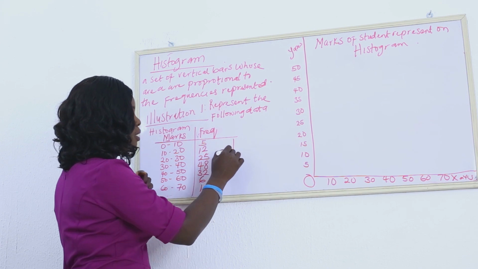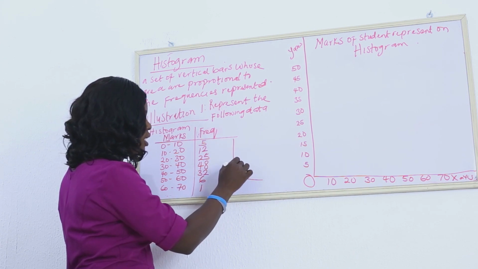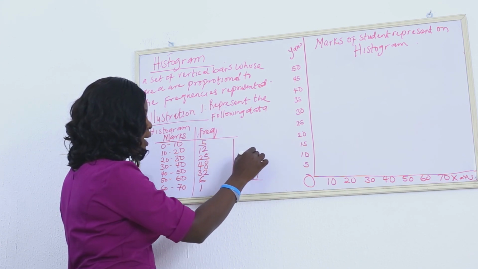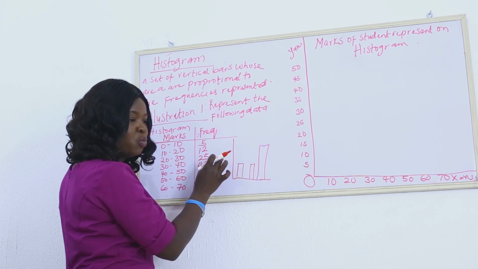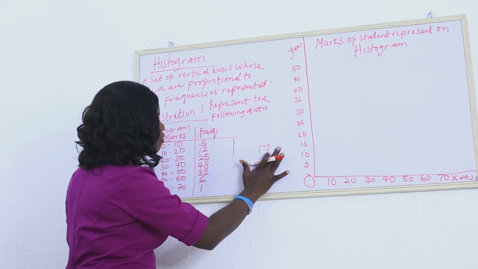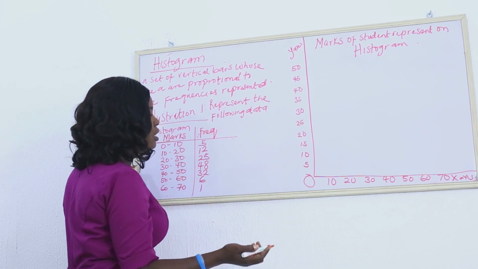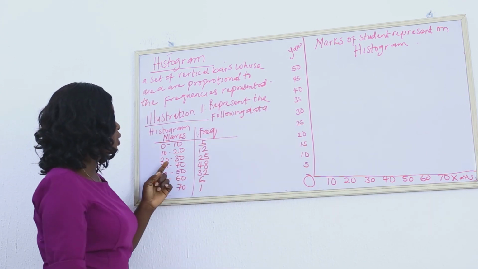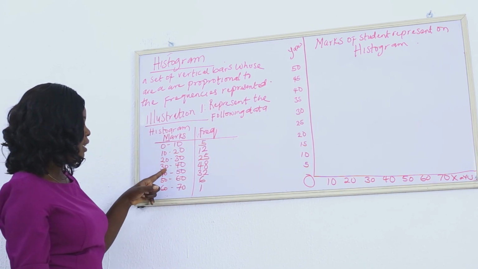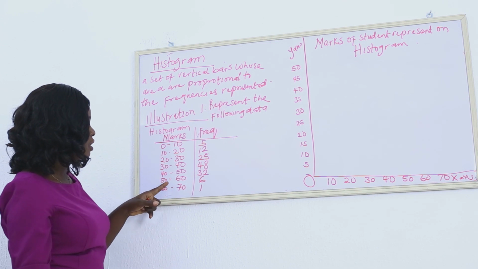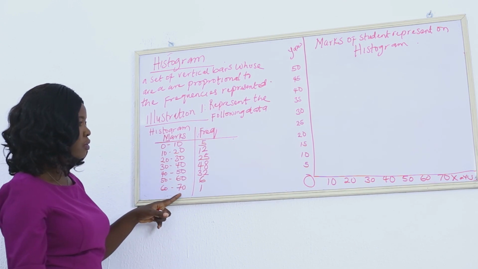For a bar chart, the bars do not touch the line, the starting point of the graph. But for a histogram, from what the question says, we have 0 to 10, 10 to 20, 20 to 30, 30 to 40, 40 to 50, 50 to 60, and 60 to 70.